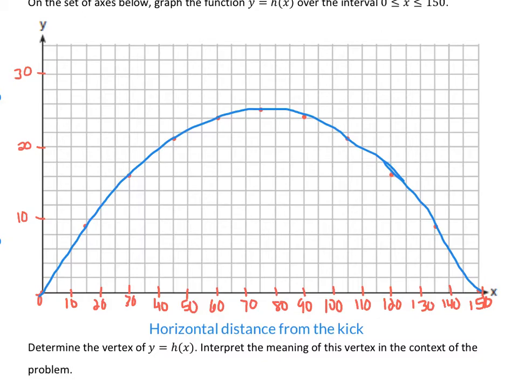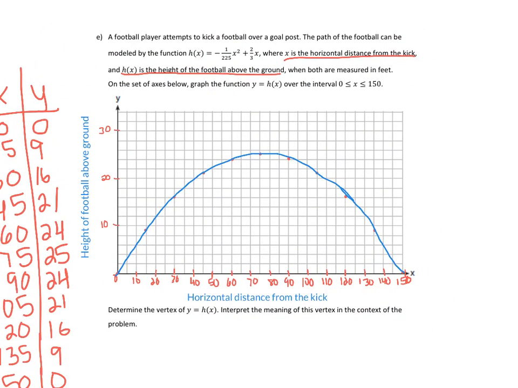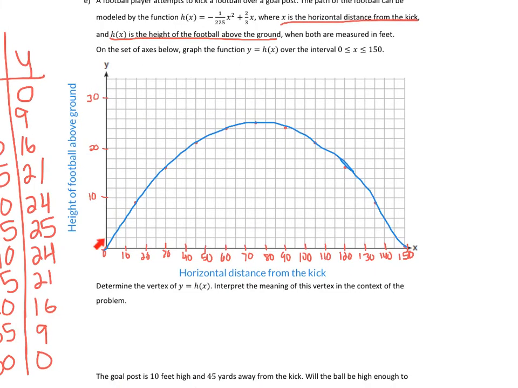Now let's answer some questions. Remember, we're talking about a football. So if you can imagine, this is the path of the football. The height of the football above ground: it's on the ground, gets kicked up, reaches a maximum, and falls to the ground. The horizontal distance from the kick, so imagine the kicker over here and imagine this being your field. So when they kick it, it ends up on the other side of the field, okay? Determine the vertex of y equals h of x. Interpret the meaning of this vertex in the context of the problem.